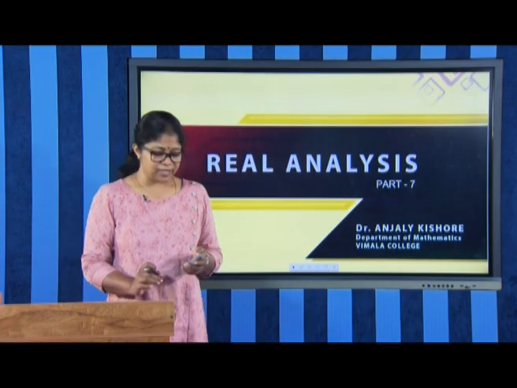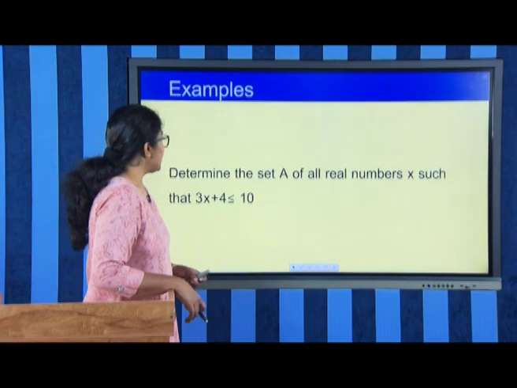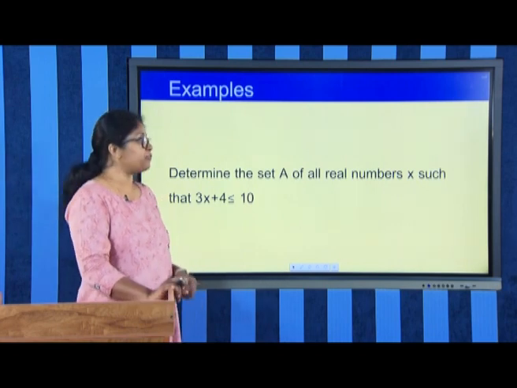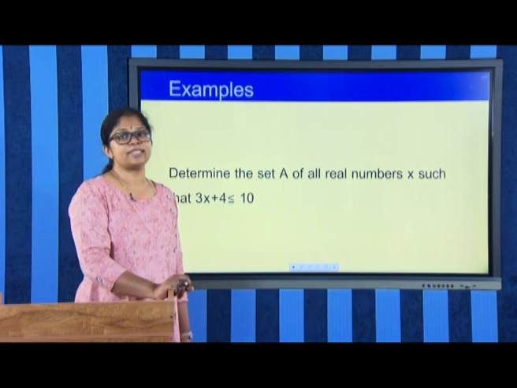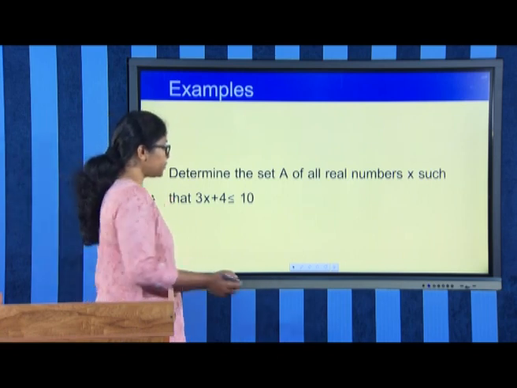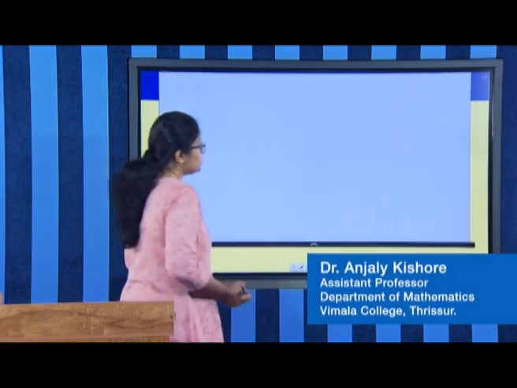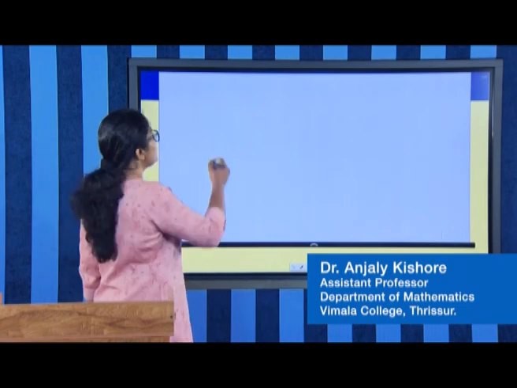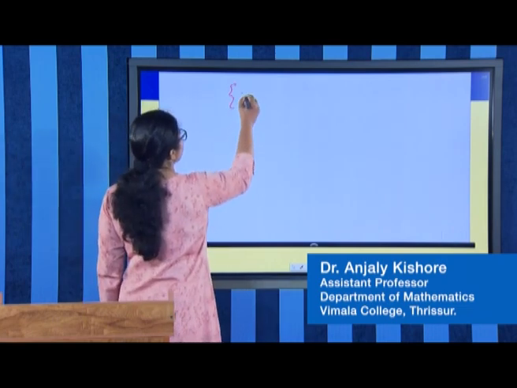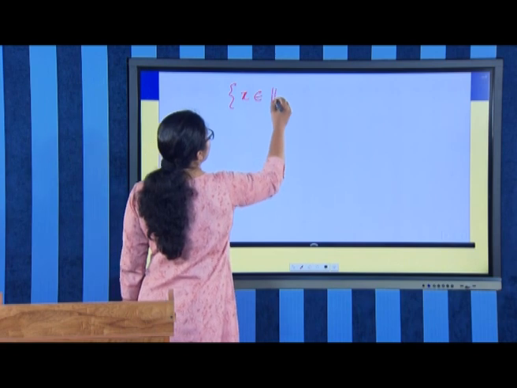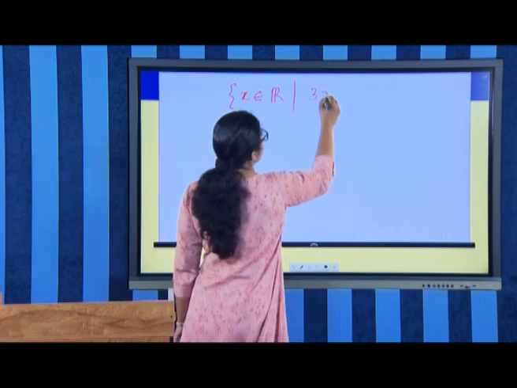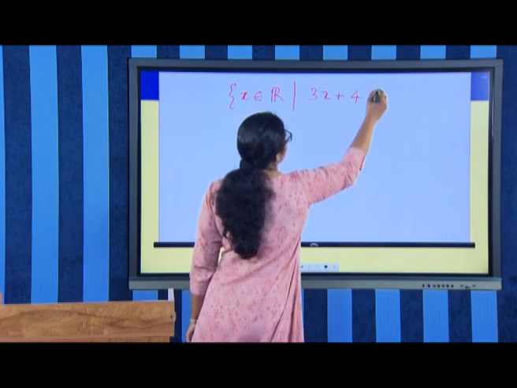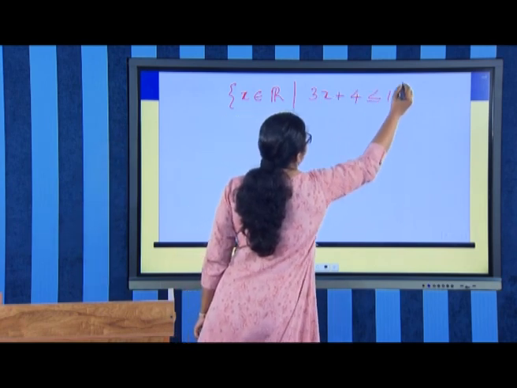So, let us do first a problem. Determine the set A of real numbers x such that 3x plus 4 is less than or equal to 10. So, we are given a set of x which are real numbers which satisfies the condition 3x plus 4 less than or equal to 10.